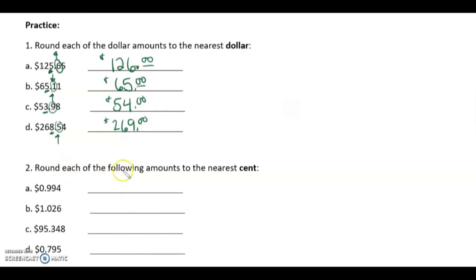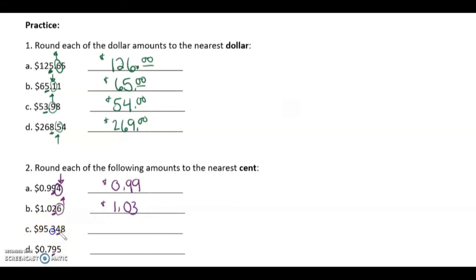Okay, number 2, round each of the following amounts to the nearest cent. So I'm going to go ahead and underline the second decimal, the hundredths place. And now let's take a look on the right of that. So for 0.994, we have a 4, which means that we're going to round down. So 0.99. For 1.026, this 6 we round up. So we're going to get 1.03.